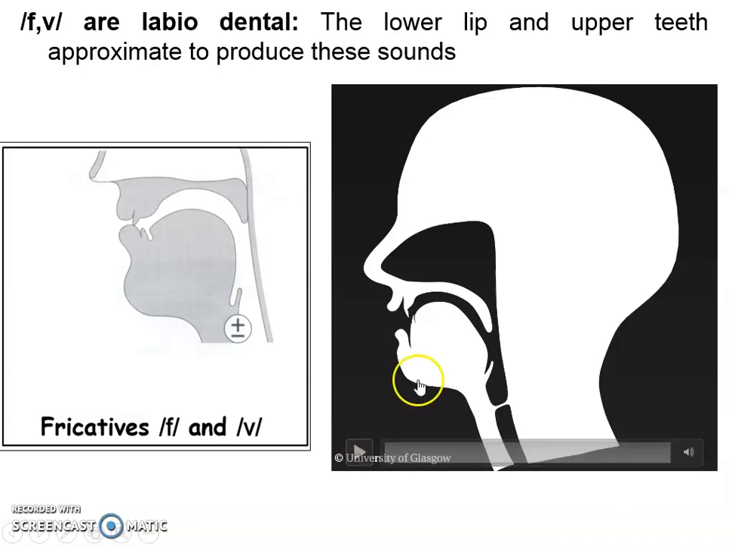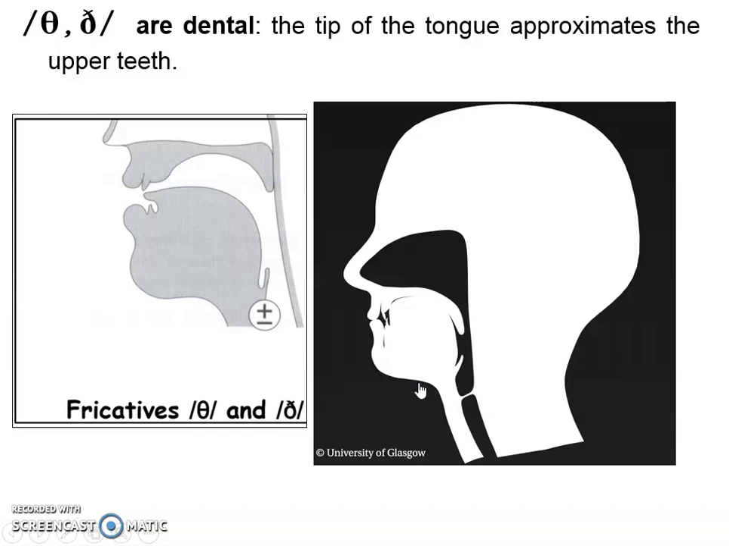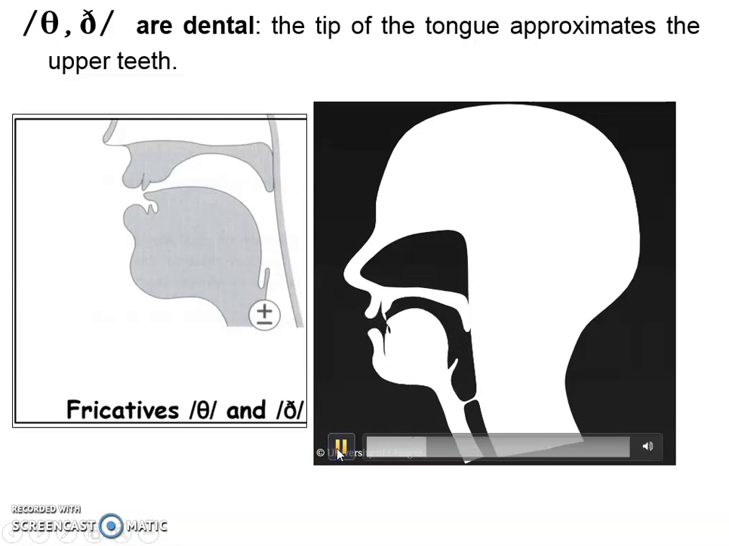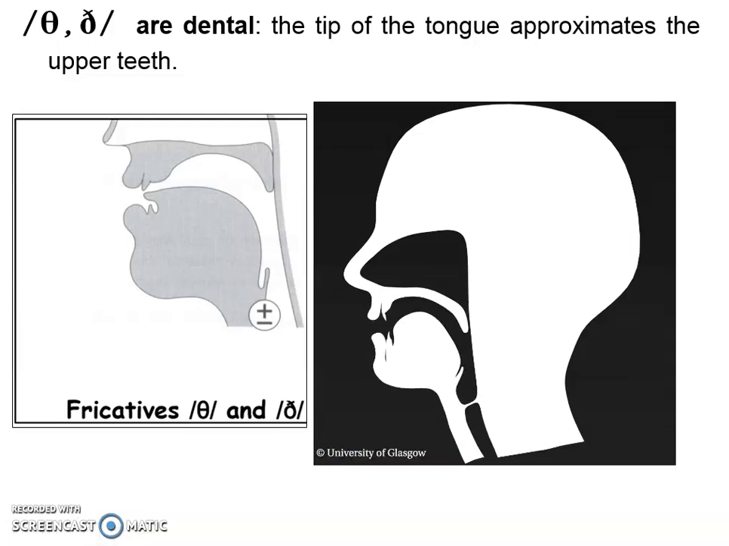All right. Let's move on to the next pair, th and th. They are dental. Why? Because the tip of the tongue, let's have a look at this figure, approximates the upper teeth. Th, th. Let's watch the animation. All right, this is the animation for th, th. There is friction when you produce it.